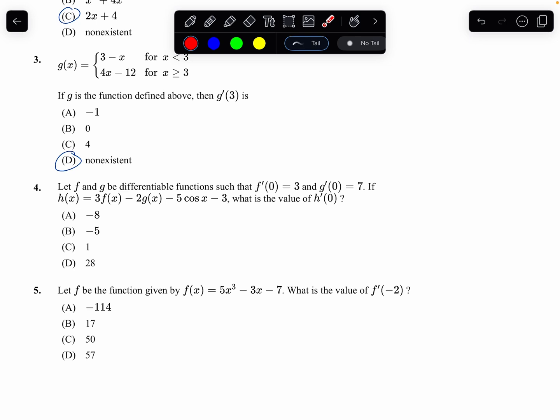Let f and g be differentiable functions such that f prime of 0 equals 3, g prime of 0 equals 7. If h of x is equal to this right here, what is the value of h prime of 0? So let's find h prime of x.